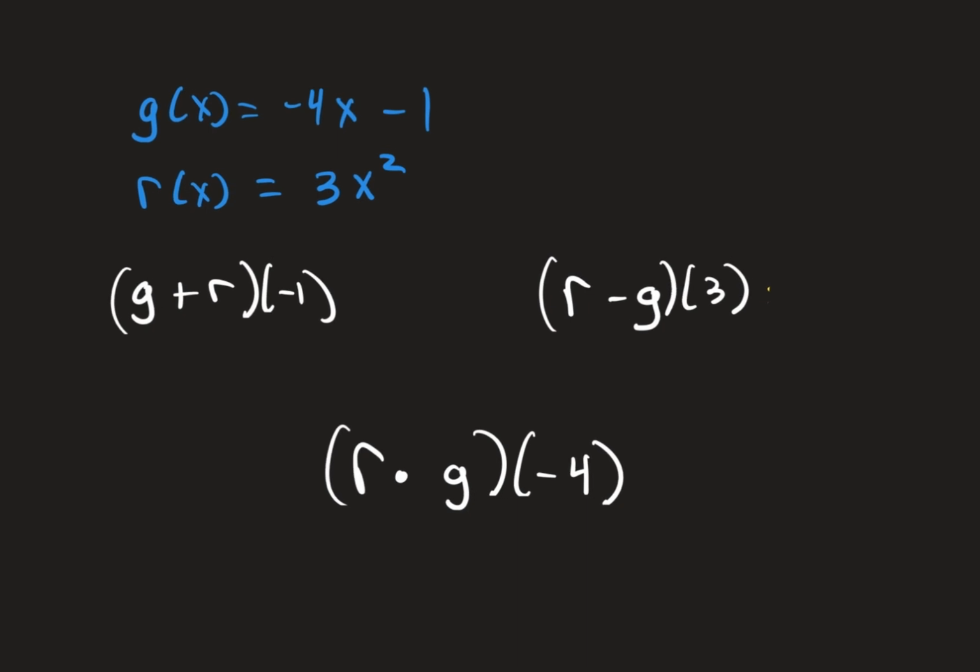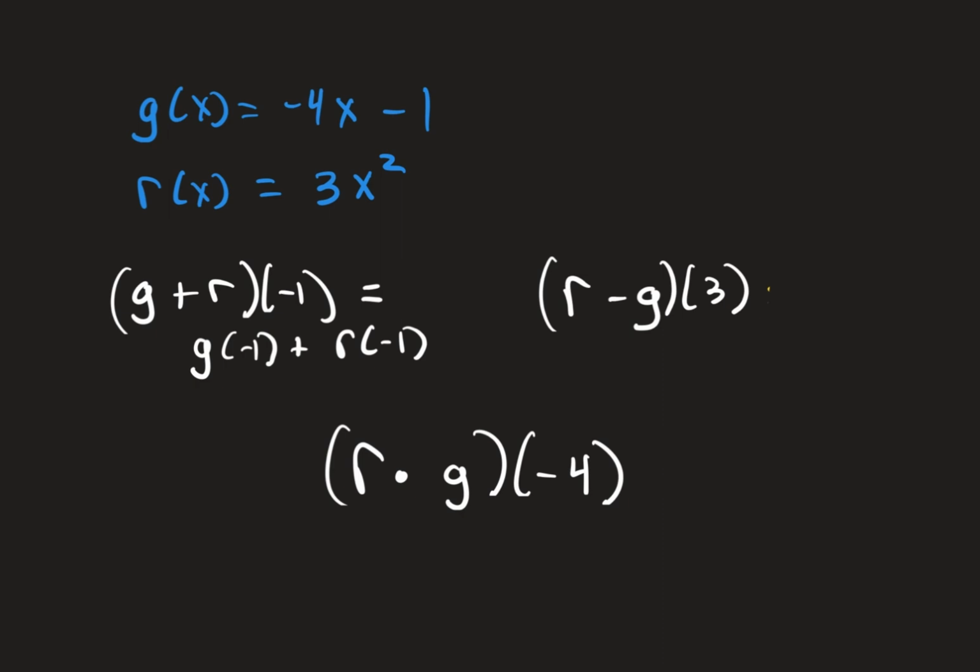All right, so now we're going to change the function up again. Now we're going to change the function to g of x is equal to negative 4x minus 1, and r of x is equal to 3x squared. So 3 questions with this one. Find g plus r of negative 1. So that's going to be g of negative 1 plus r of negative 1.